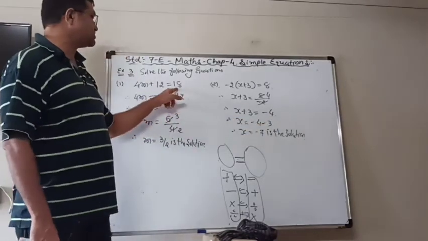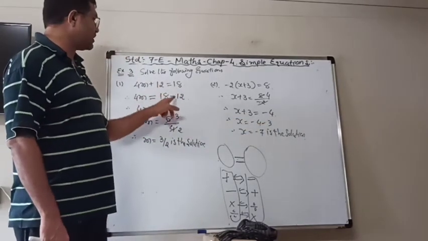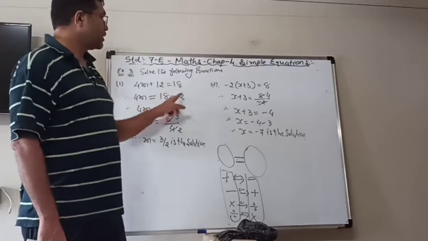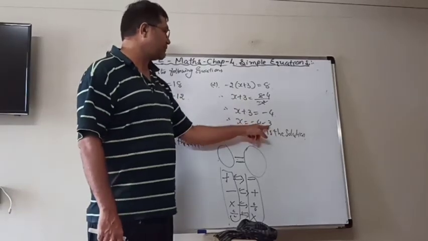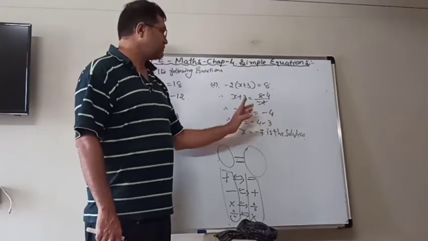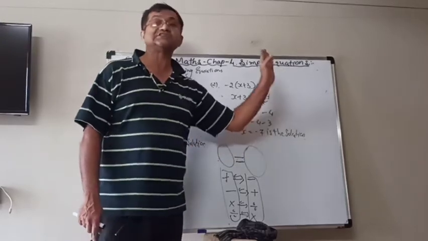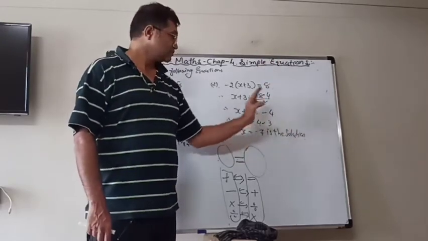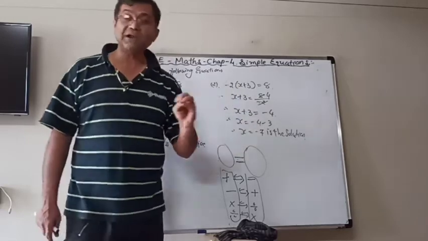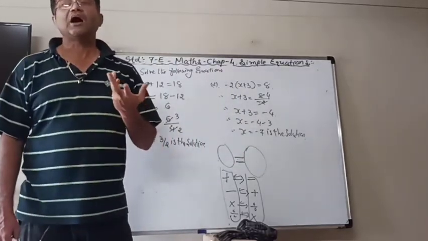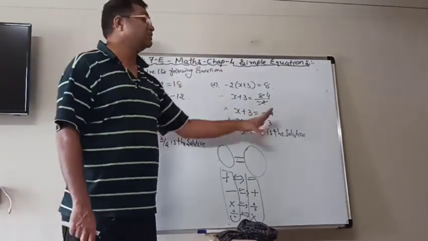Here also we didn't change the sign of 18. Only plus 12 becomes minus 12. Here also only plus 3 will become minus 3. Minus 4 will be as it is, because it didn't change the side. So that is the simple way that you can understand it better.